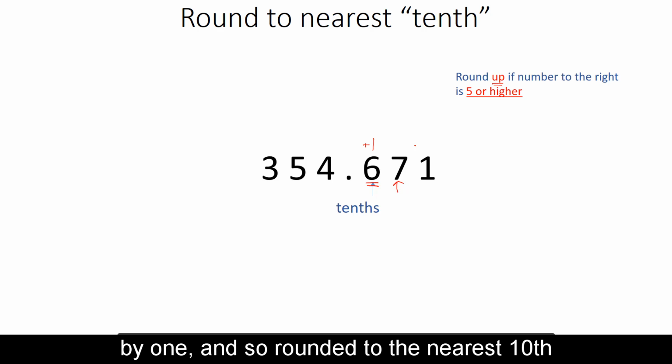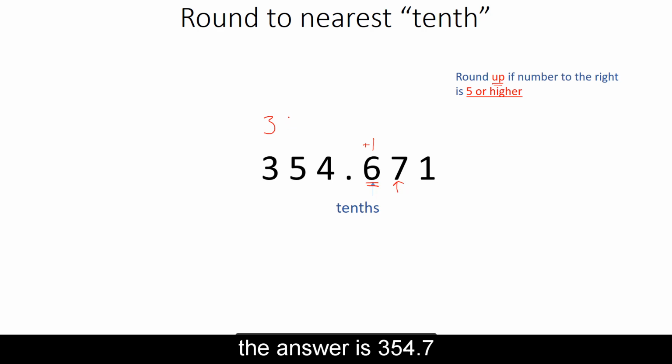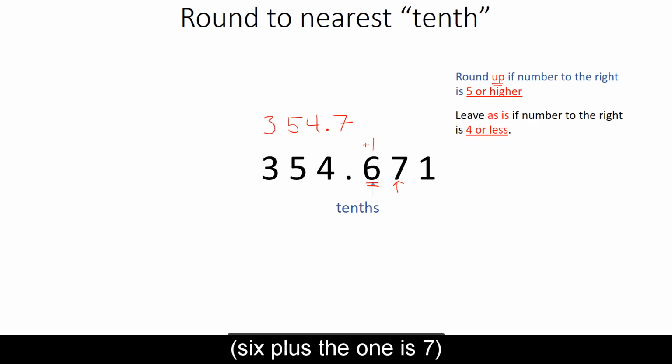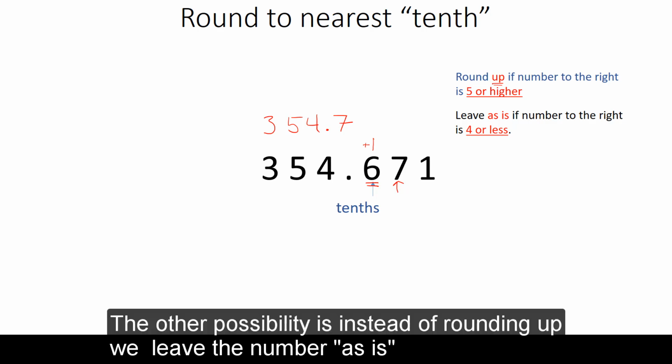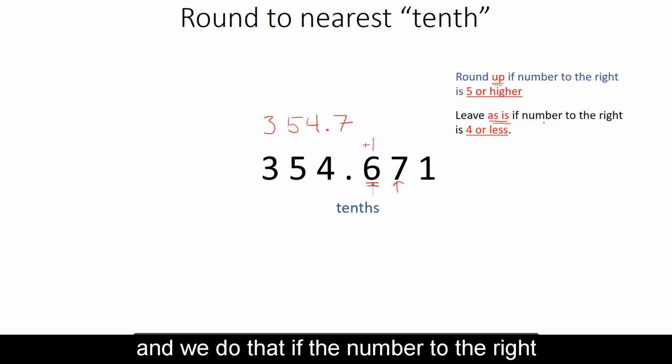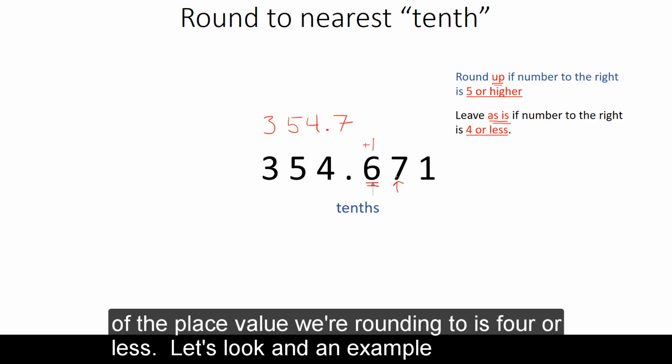And so round it to the nearest tenth would be 354 and 7 tenths. 6 plus 1 is 7. Now the other possibility is, instead of rounding this up, we're going to leave the number as is. And we do that if the number to the right of the place value we are rounding to is 4 or less. So let's look at an example of that.